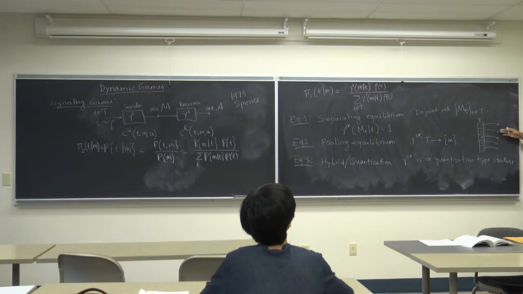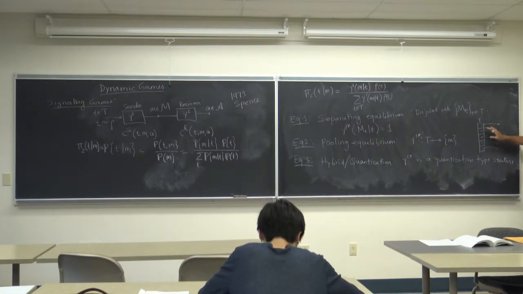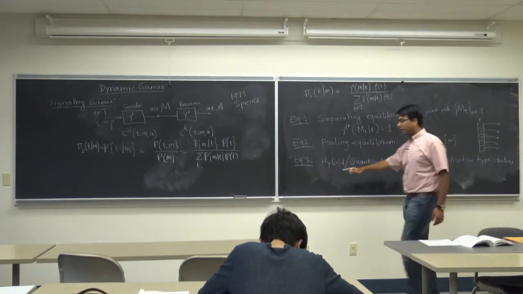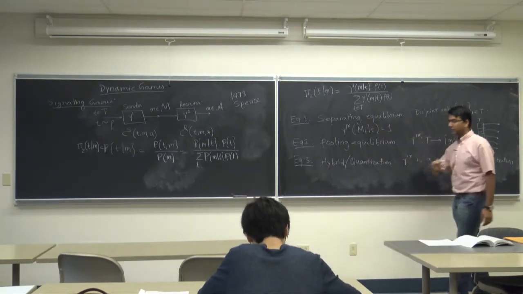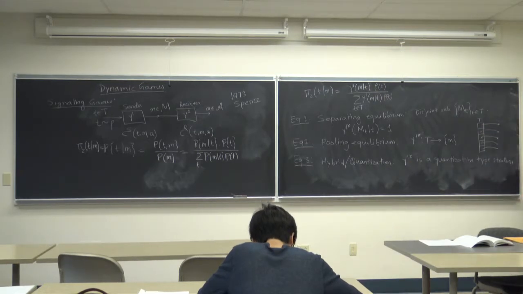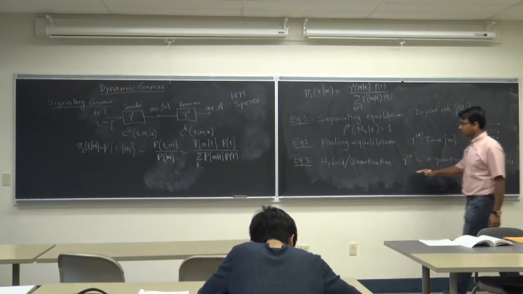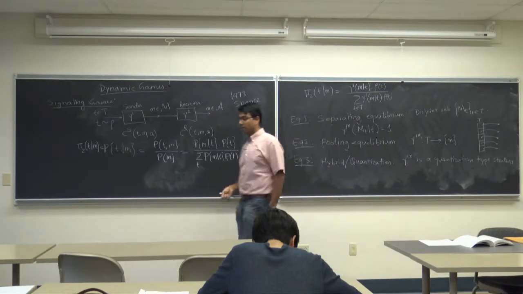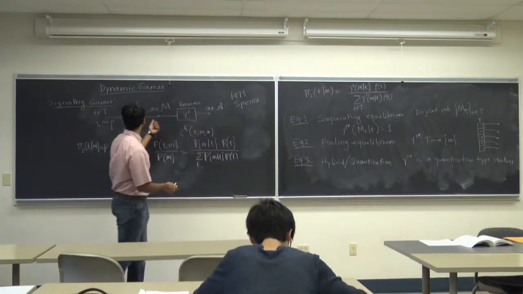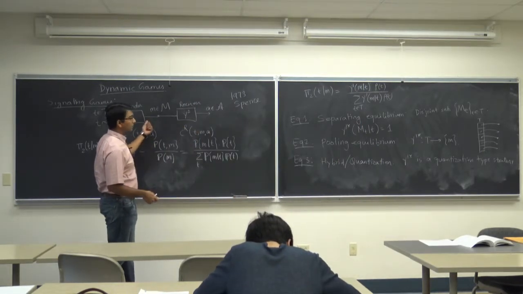Okay? So you divide the set T into multiple blocks, and then each of those blocks actually maps to a unique value in the message set. So that's hybrid. That's called hybrid in economics and quantization in ECE, electrical engineering. Okay? So you can see that kind of behavior in these signaling games.